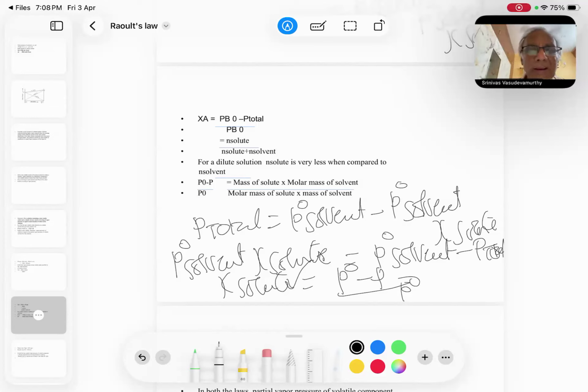But in most cases, better you take it as mole fraction of solute: (P naught minus P) by P naught is equal to mole fraction of solute for a solution containing a non-volatile solute and a volatile solvent, which is equal to number of moles of solute divided by number of moles of solute plus number of moles of solvent. Right? Later on in the next class, we will do some numericals on vapor pressure of solution containing two or more volatile solvents, as well as vapor pressure of solution containing a non-volatile solute and a volatile solvent.